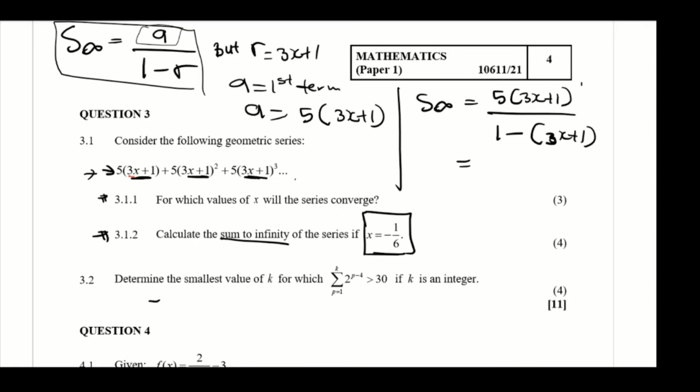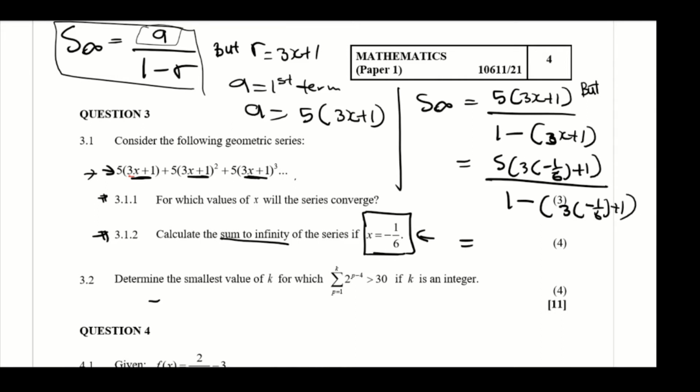So now, you need to remember that we were given that x is equal to -1 over 6. So meaning where we see x, we put -1 over 6. So it's going to be 5 into (3 into -1 over 6 plus 1) over 1 minus (3 into -1 over 6 plus 1). So the answer that you're going to get here is going to be 5. So that is your sum to infinity.